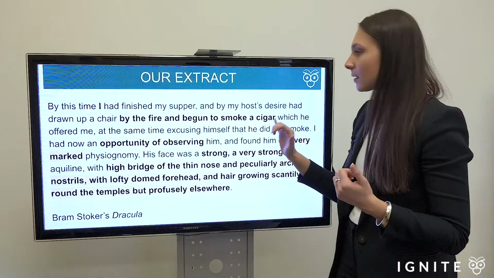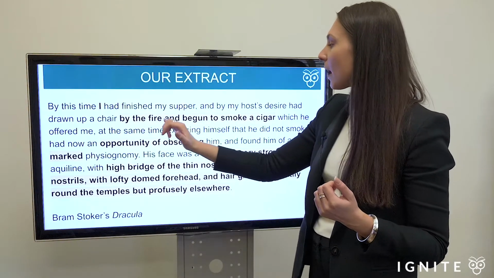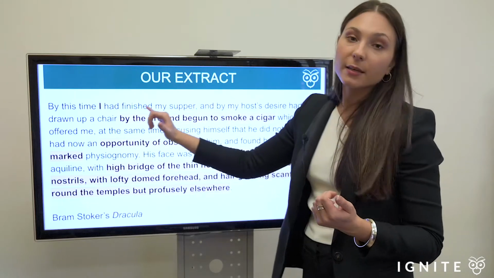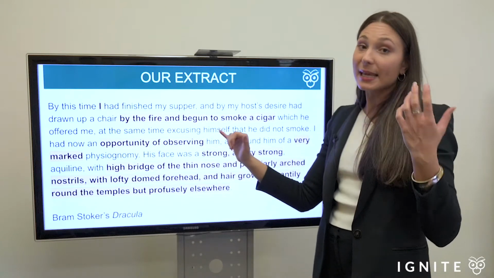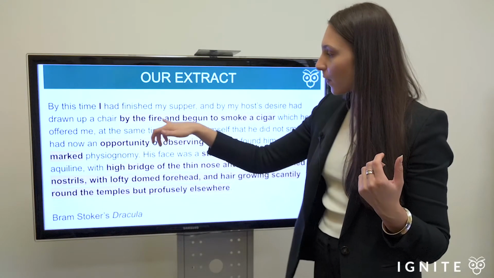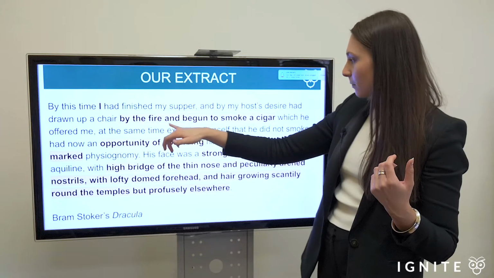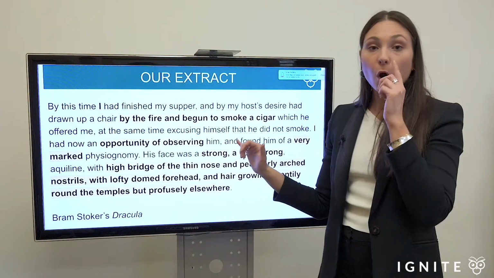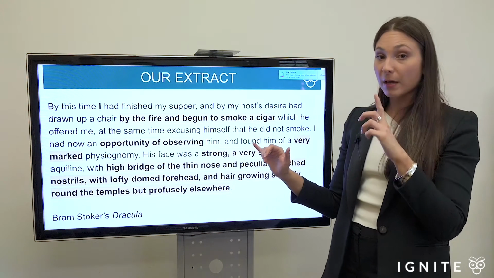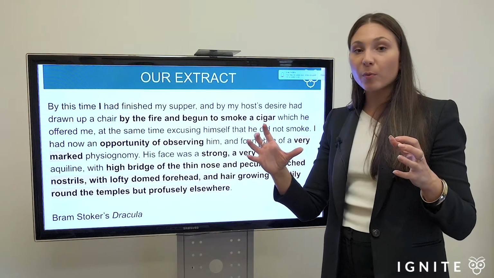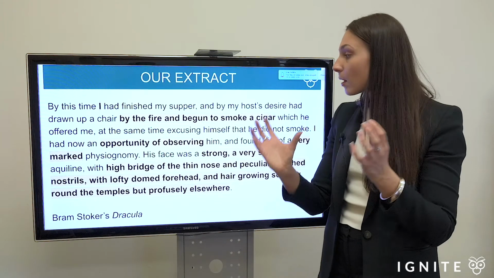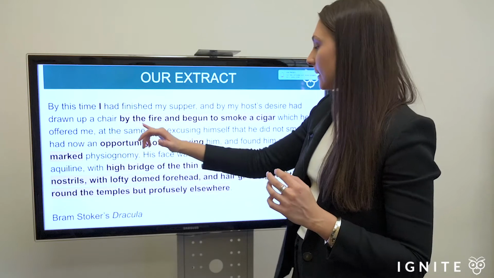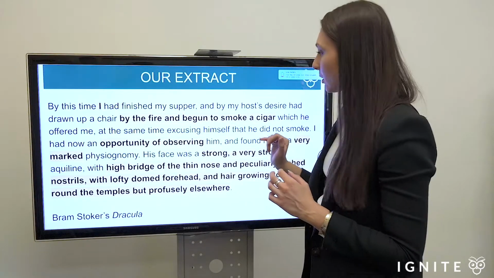And by my host's desire, had drawn upon a chair by the fire and begun to smoke a cigar. This here is very effective in conveying setting to the reader. The fire conveys a sense of imagery, and begun to smoke a cigar also appeals to olfactory imagery, which is smell, to give us a strong sense of both the temperature and the smells that constitute the surroundings, which he offered me, at the same time excusing himself that he did not smoke.